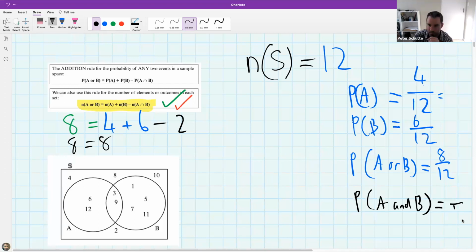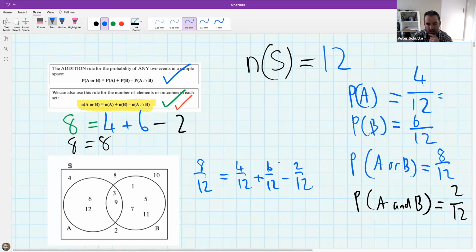So this is getting a bit predictable. It's 4 out of 12 and it's there. Fantastic. Now look at how this connects to this identity you can always use in probability theory. The probability of A or B is 8 out of 12, and it is equal to 4 out of 12 plus 6 out of 12 minus 2 out of 12. And all this is just the one we did before with the 12s on the bottom.